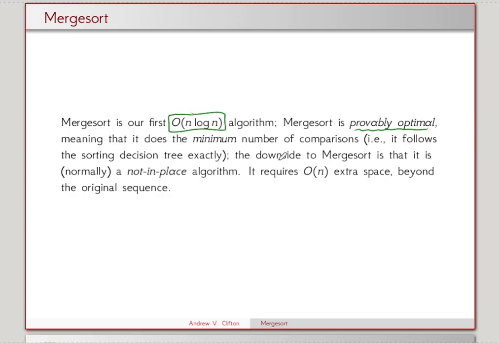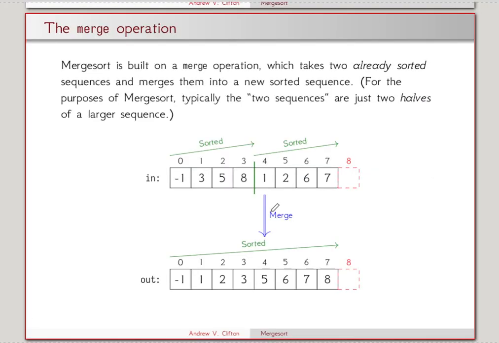Now, the downside to Mergesort is that normally you can't run it in place. It requires O of n extra memory off to the side as scratch space to do the sorting in there. So that's our trade-off for that optimality, the extra memory usage. But we'll see that there is a situation in which we can actually not have that extra space there. Okay. So as the name suggests, Mergesort is built on a merge operation.